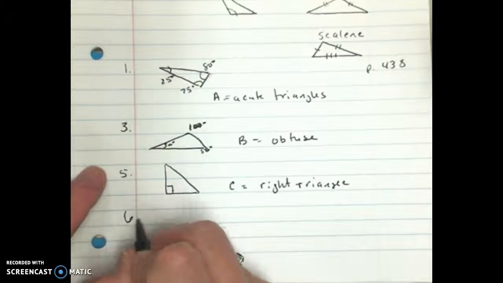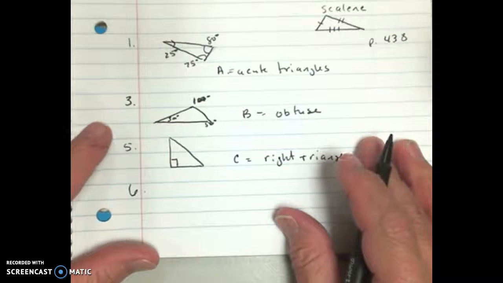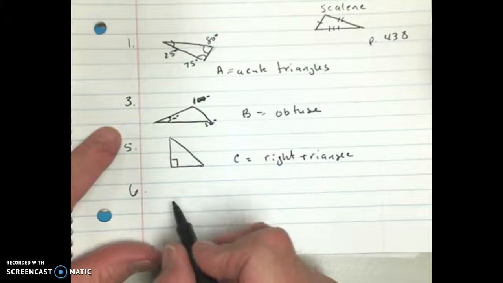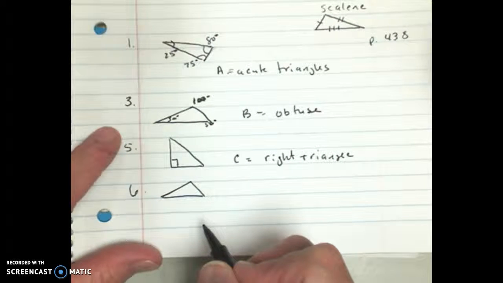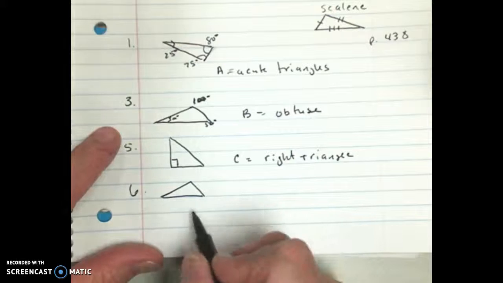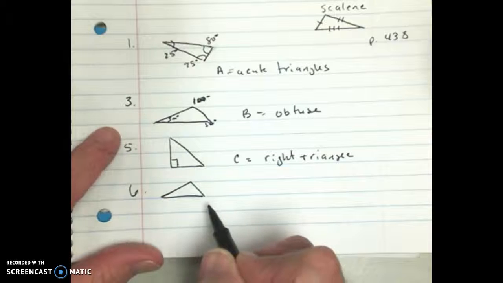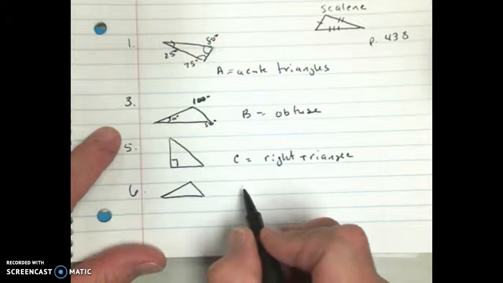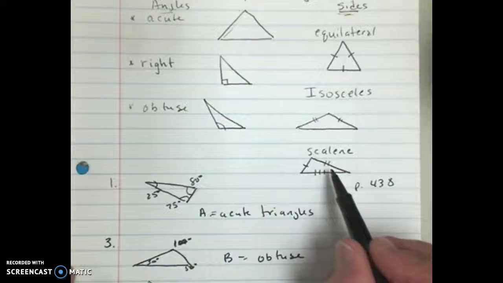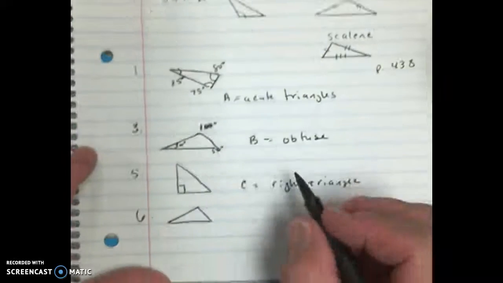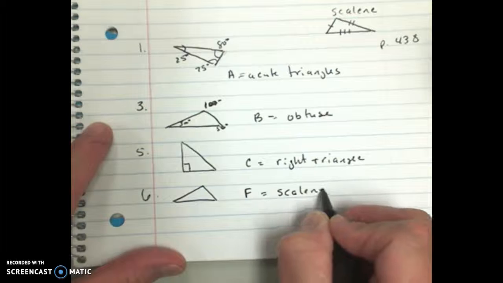Now number 6, we're going to do problem number 6 here also. That's part of your assignment. Number 6, we're taking a look at a triangle. It looks kind of like this in the drawing, and it doesn't have any markings, which is kind of confusing, but all the sides are different lengths. So we have to take a look at our classification by the sides, and if they have all different lengths, that's telling us it's a scalene triangle. So number 6 is a scalene triangle.